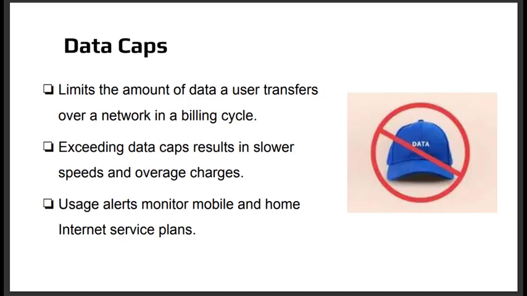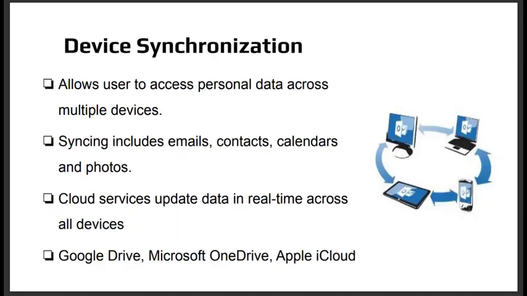With our mobile devices, we also can use synchronization. Synchronization is where one user can access their personal data on multiple devices. Your synchronization will include emails, personal contacts, calendars, photos, and other things that we include within our settings. If you're using a cloud network, these services will update in real time across all of your devices. Examples of device synchronization include Google Drive and Microsoft OneDrive.